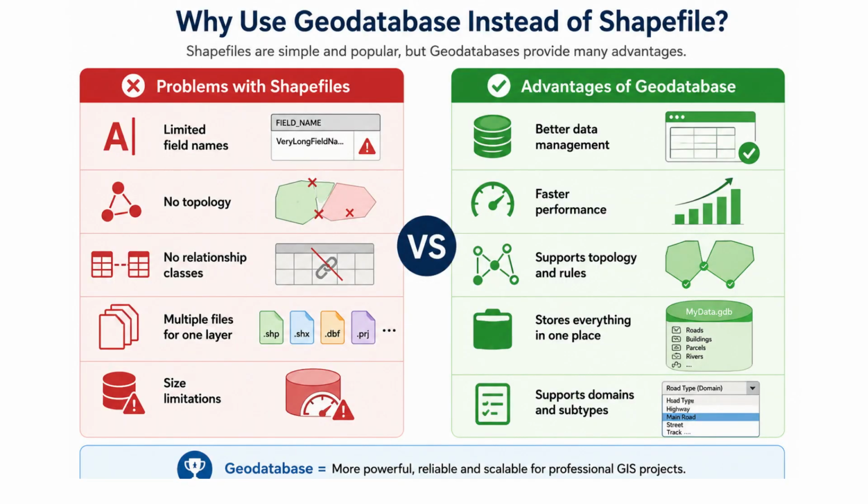Why are we using geodatabases instead of simply creating a shapefile? Shapefiles are simple and popular, no doubt, but geodatabases provide many advantages. Problems with shapefiles: limited field names, no topology, no relationships with classes, multiple files for only one layer, and size limitation.